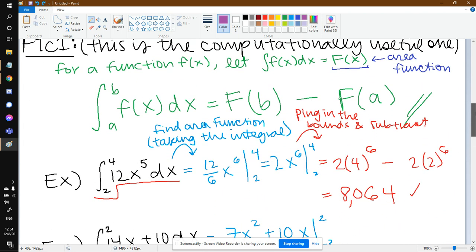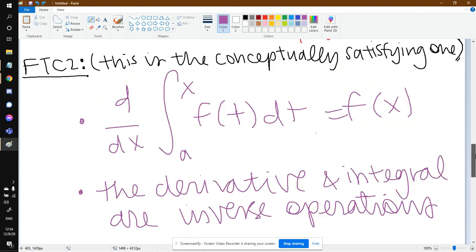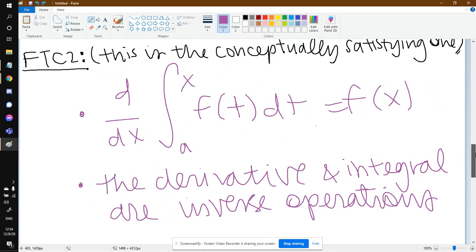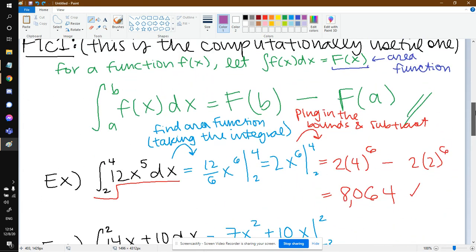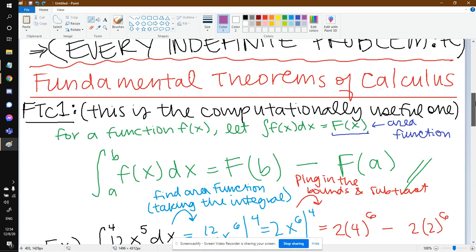We are going to do problems using the fundamental theorem of calculus 1. We are not going to do problems using the fundamental theorem of calculus 2, but both of them do need to go on your note sheet for the notes from the review.